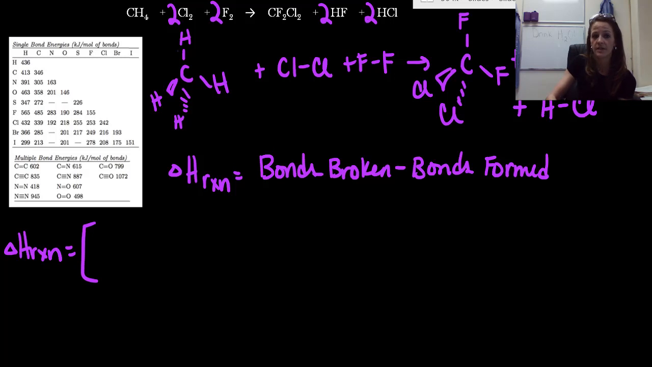So the first thing I see is we're going to start with methane. I see 1, 2, 3, and 4 carbon-hydrogen bonds. So I have 4 carbon-hydrogen bonds per molecule, but you have to check up here. We only have 1 molecule, so we're good. So we have 4 carbon-hydrogen bonds.